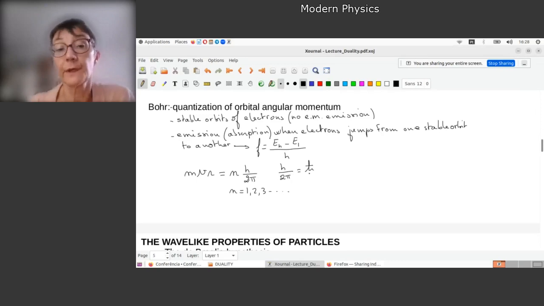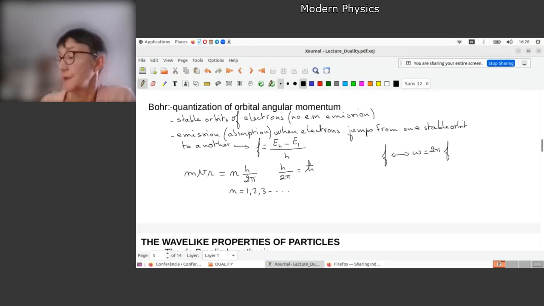Because it's very used in quantum mechanics, and you have the frequency and you have the angular frequency, which is 2 pi f. So this is very useful to have some notation. Instead of always writing h over 2 pi, we write it h bar.